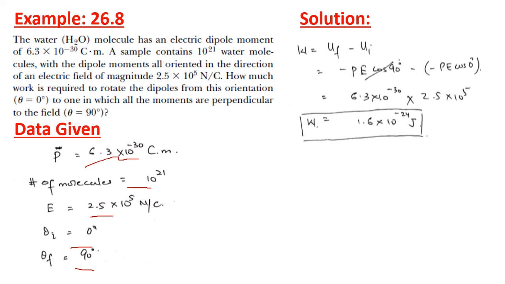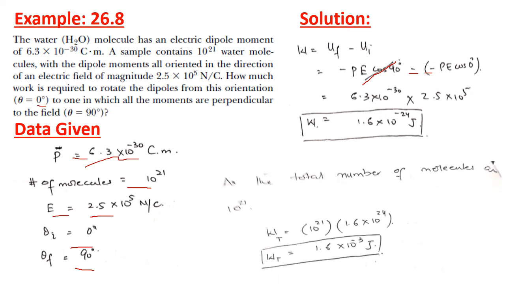For that, first we will simply find the difference in the potential energies as we have calculated in the article. So U_F minus U_I, the final theta is 90 and the initial theta is 0 degrees. I'll put in the values: minus PE cos 90 minus minus PE cos 0. The first term gets cancelled because cos 90 is 0, and I get PE cos 0, with the minus and minus giving a positive sign. Cos 0 is 1, so I simply multiply P with E and I get the work done.